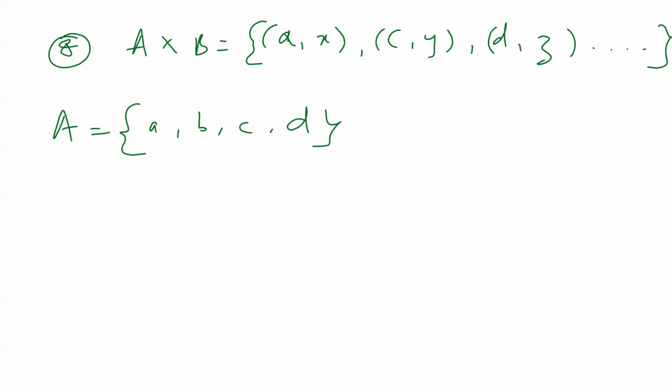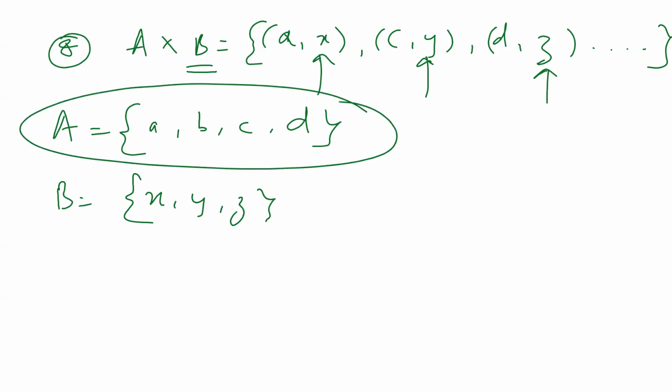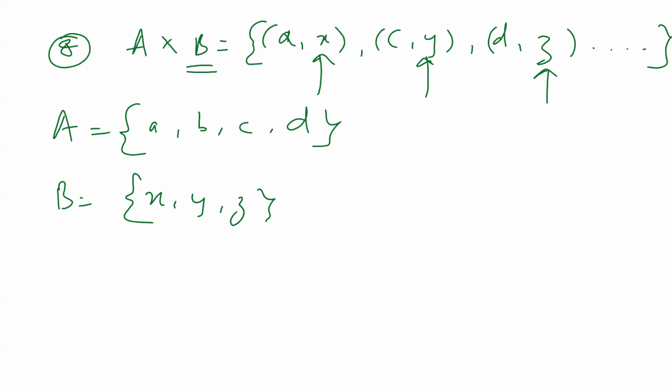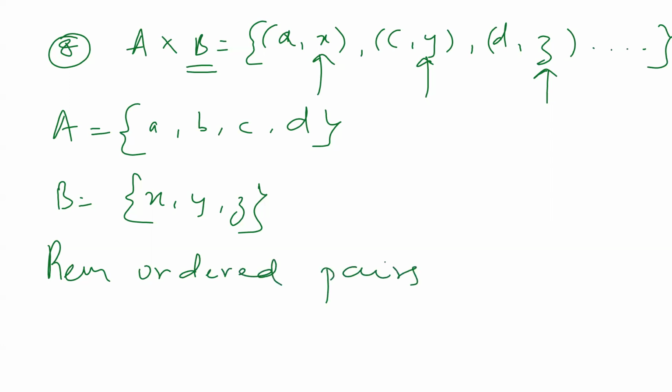Now set B: the second components will be a part of set B, so that is {X, Y, Z}. Like A, they have not mentioned what B is, so by common sense we have written the values of B. Now what are they asking? What are the remaining ordered pairs? They have mentioned elements, but it is the ordered pairs of A cross B. So the remaining ordered pairs will be written as follows.